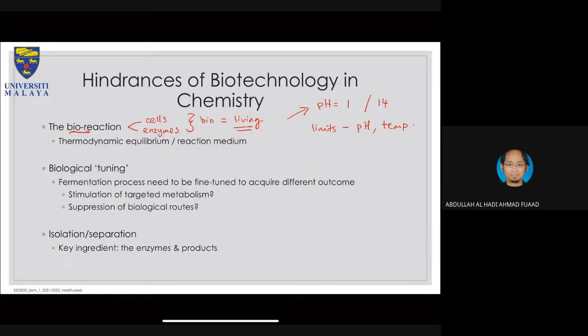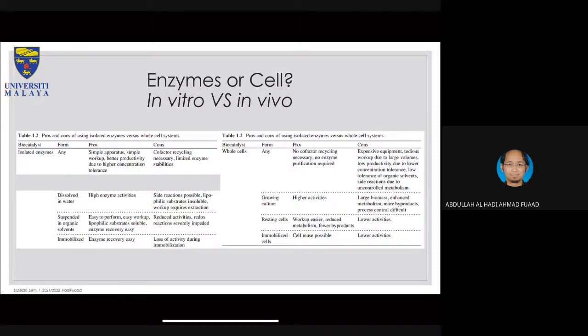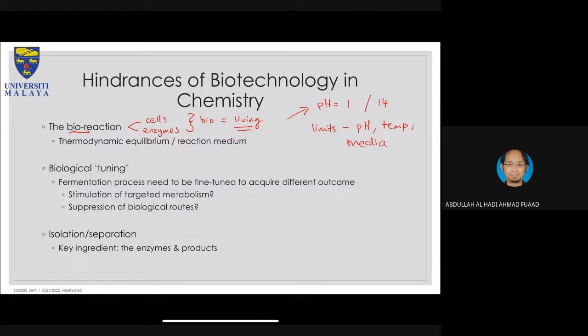and if you are using cells, for example, you need to have a specific media. So there are a lot of things that you need to consider, and all of these things will need to be under thermodynamic equilibrium. Say, for example, living cells need a media. The media normally contains glucose or some other amino acids that are essential for the living cells. As the reaction passes, originally you will have 100% of your media concentration. As time passes, the media will go lower and lower. So you need to make sure that the reaction is in thermodynamic equilibrium.